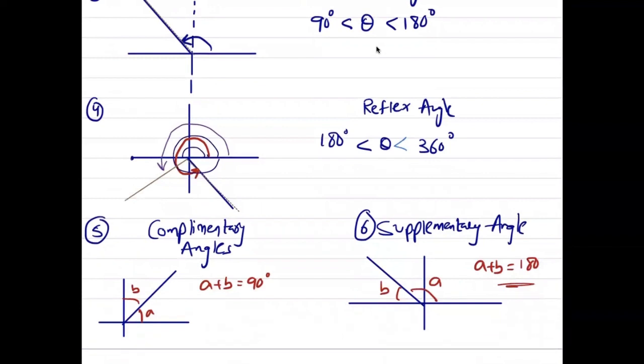Complementary angles are those angles that add up to 90 degrees. So in this example, A and B are complementary angles to each other. Supplementary angles are those angles that add up to 180 degrees. So this angle plus this angle, A plus B, is going to be equal to 180 degrees. Complementary angles add up to 90 degrees. Supplementary angles add up to 180 degrees.